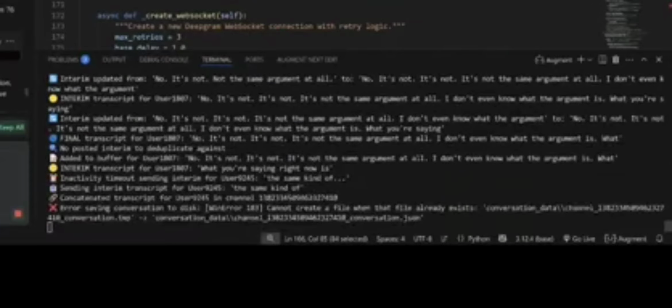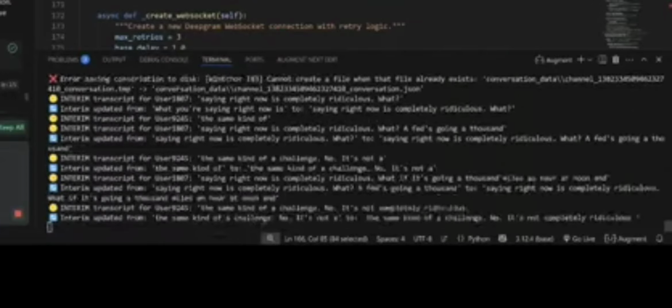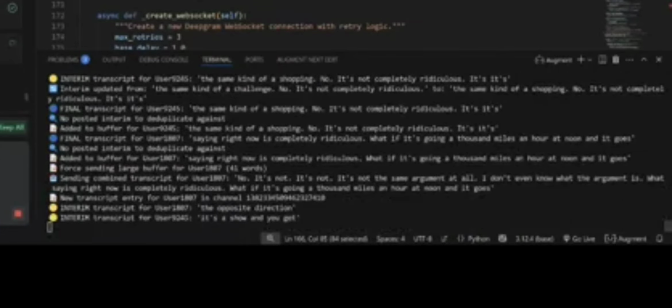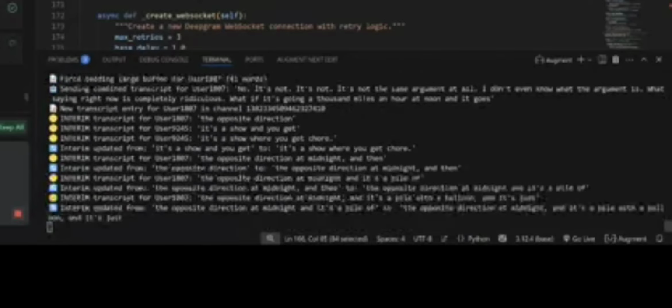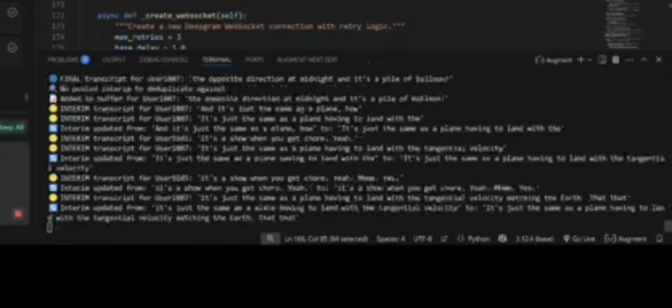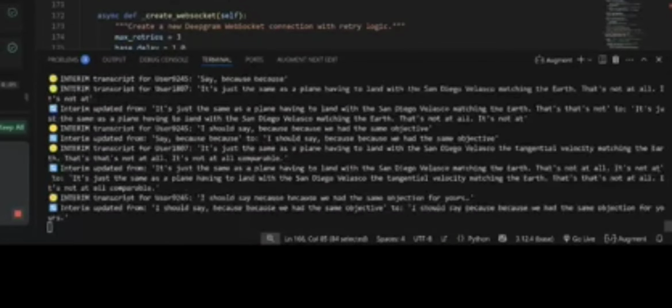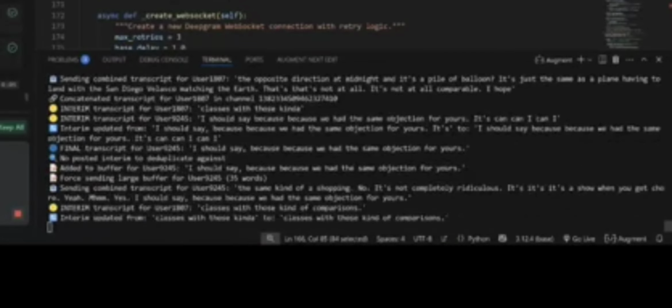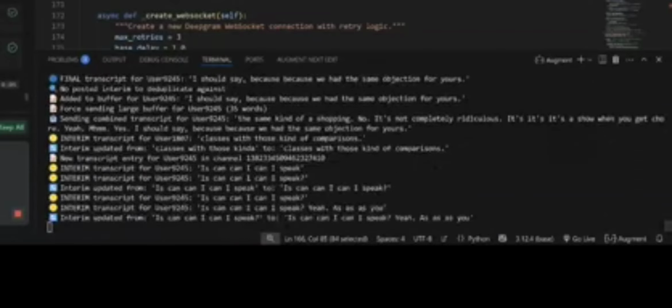It's going 1,000 miles an hour at noon and it goes the opposite direction at midnight, and it's a child with a balloon, and it's just the same as a plane having to land with the tangential velocity matching the Earth. That's not at all comparable. I hope you don't have the same objection to those kinds of comparisons. Can I speak? Yeah, as usual, you're not listening.